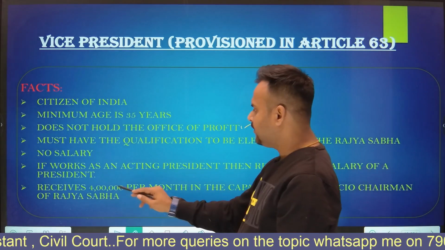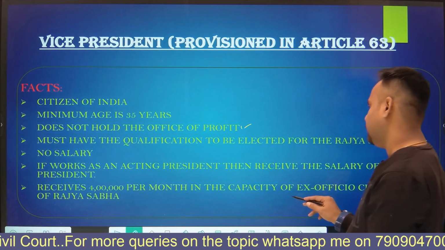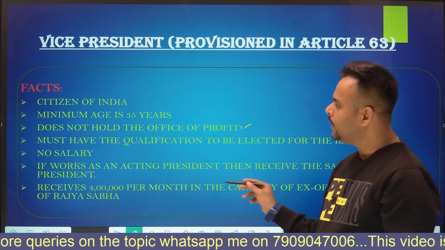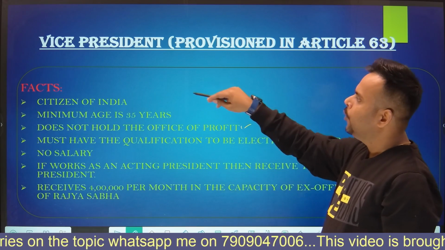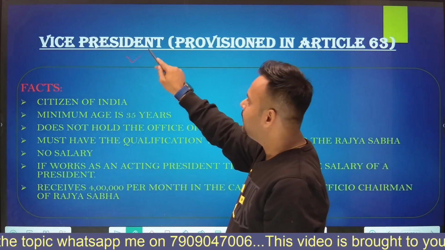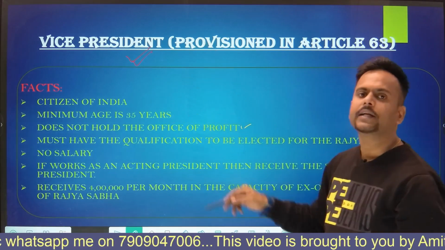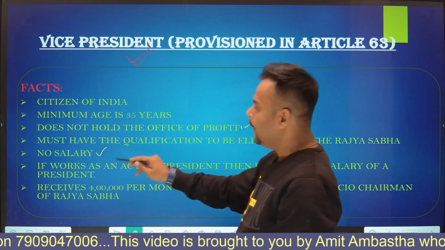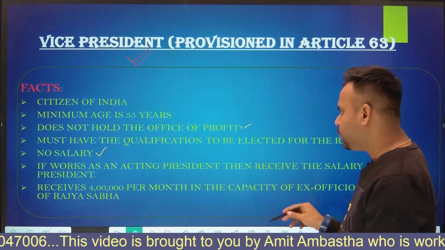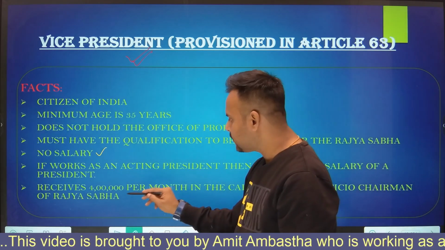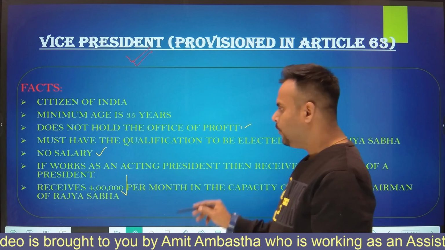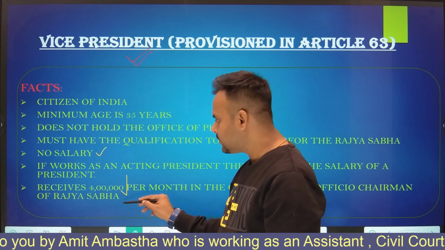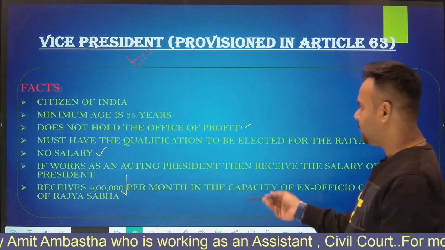Now see, he receives 4 lakh per month in the capacity of ex officio chairman of the Rajya Sabha. Friends, this is very important that as the post of Vice President, he is not entitled to receive any salary. That's why here it is written no salary. But as the ex officio chairman of the Rajya Sabha, he receives a sum of rupees 4 lakh. We'll go to this point more elaborately when we discuss the Rajya Sabha. Then we'll discuss it more.